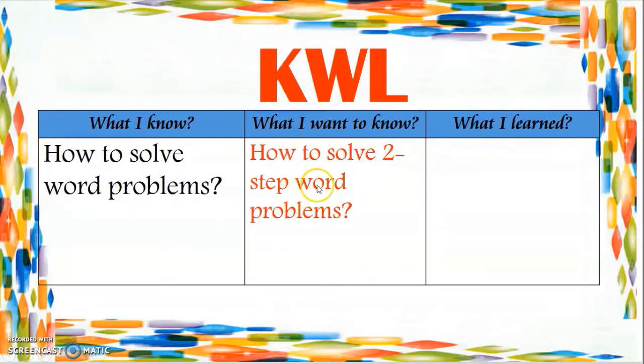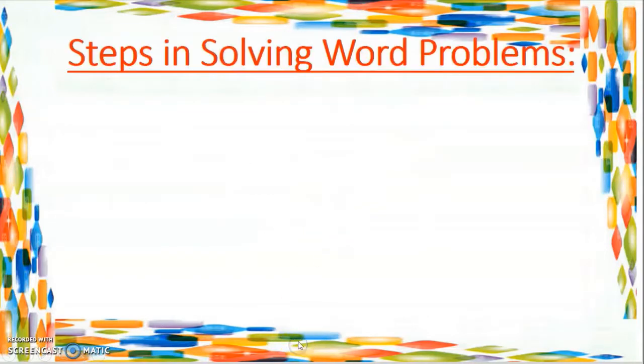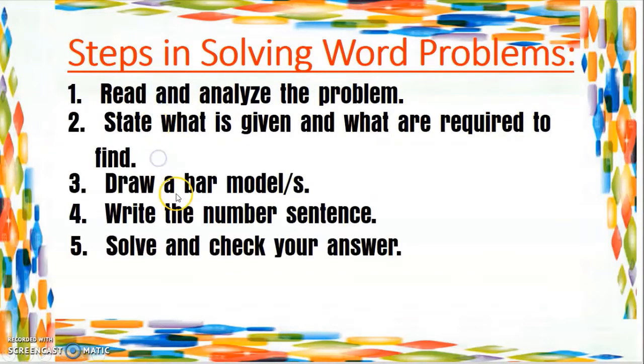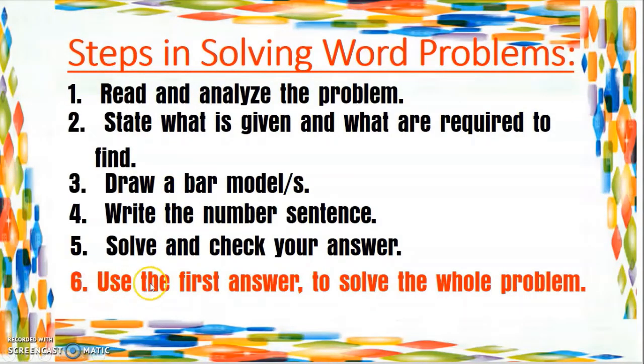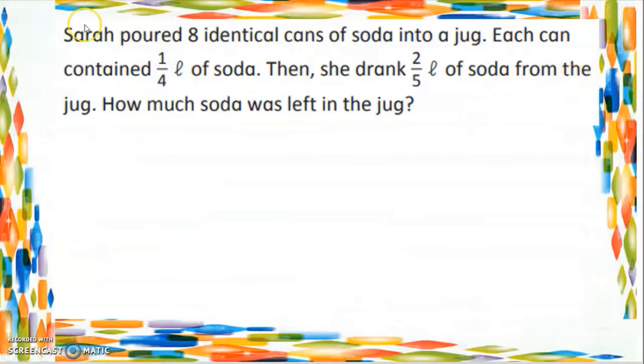But how to solve two-step word problems? So still we're going to have the steps, but we're just going to add up. We're going to use the first answer to solve the whole problem. For example, Sarah poured 8 identical cans of soda into a jug. Each can contained 1/4 liters of soda. Then she drank 2/5 liters of soda from the jug. How much soda was left in the jug?